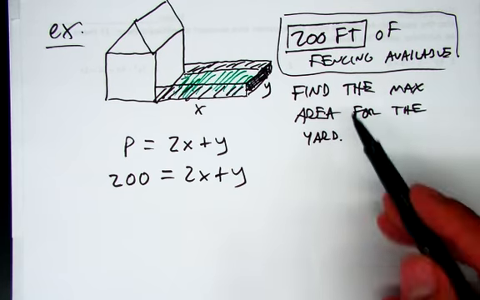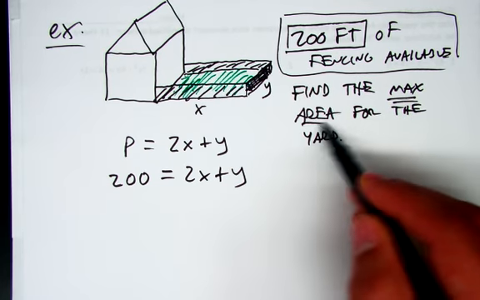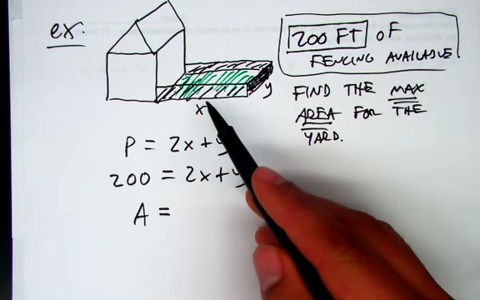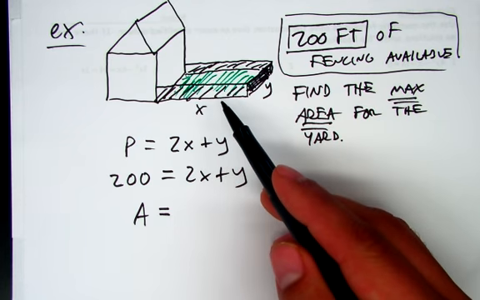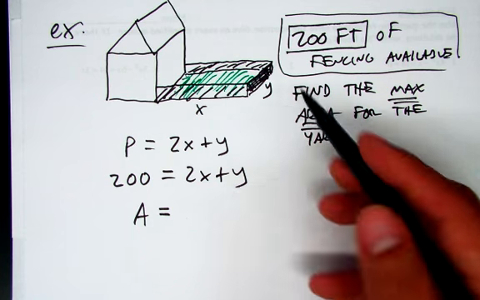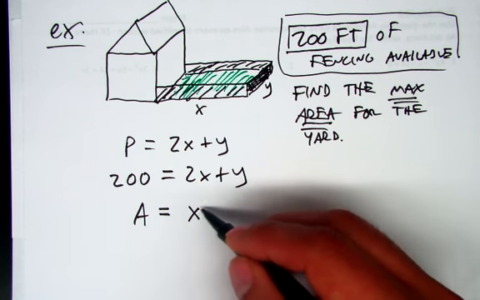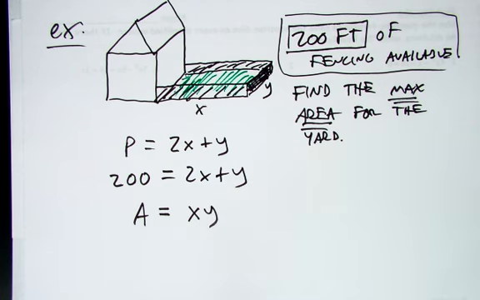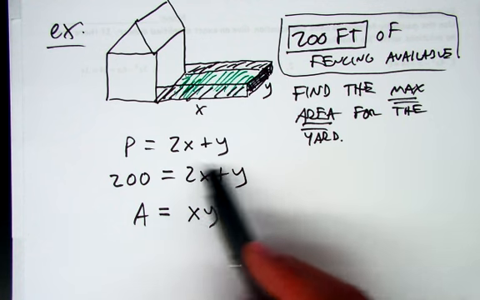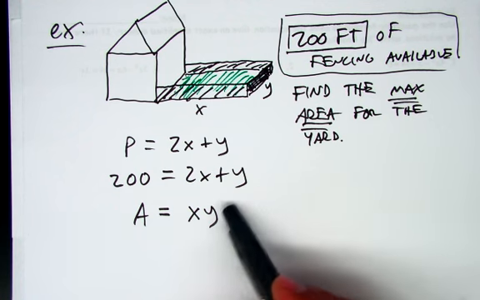Now we want to find the max area. So we should probably write down an area formula, right? How would I find the area for this rectangle? Base times height, which is in this case, yes, X times Y. Okay, now we've reached that same point from before. I can't do anything with this yet because it's two variables right now. So what could I do up here that I could maybe use down here?